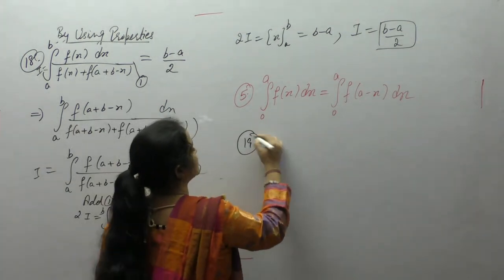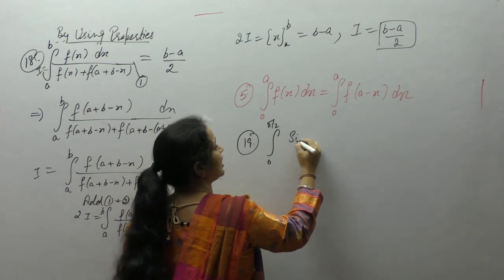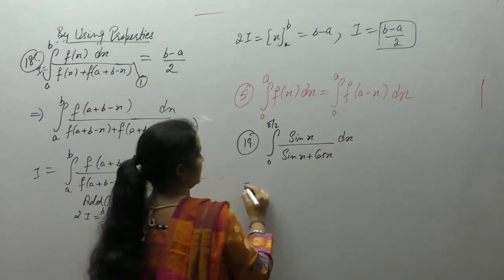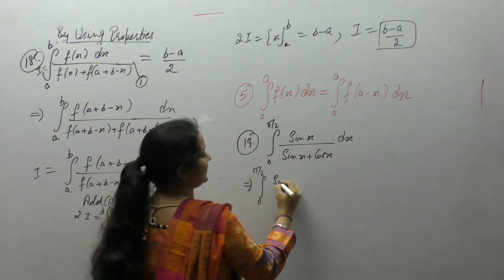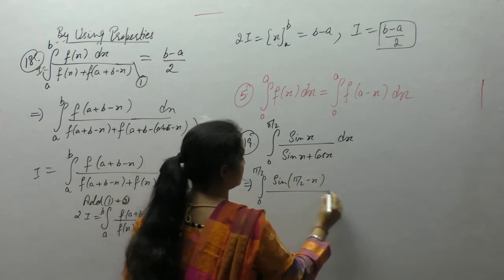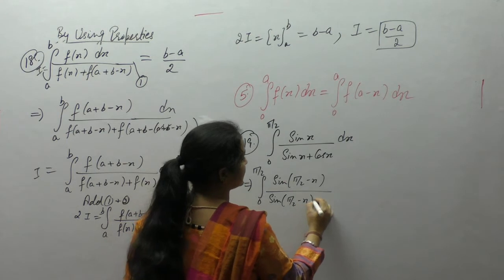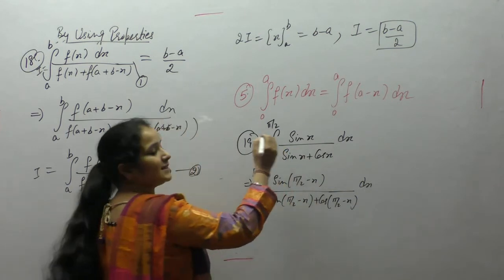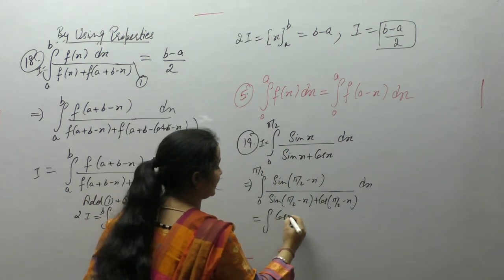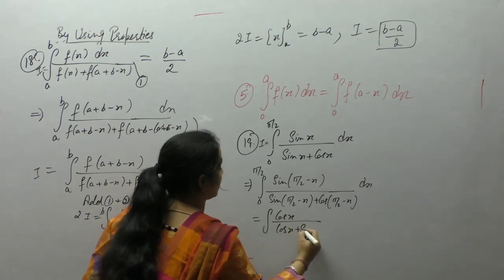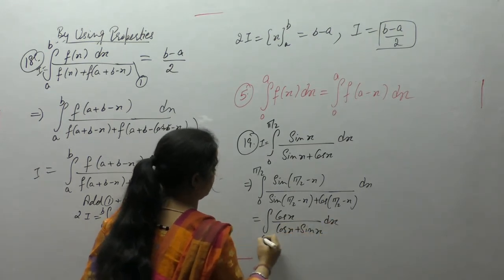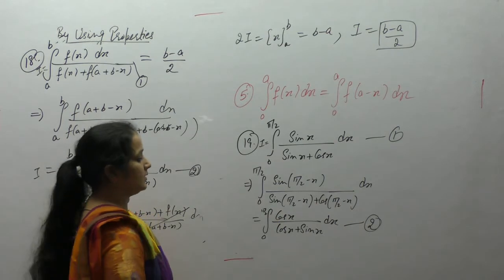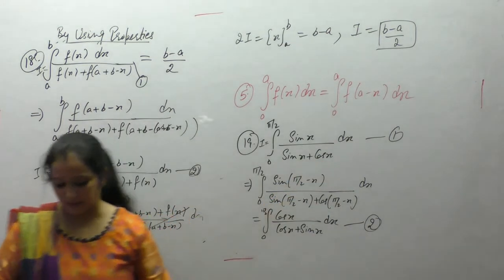Zero to pi by 2, integral of sin x upon sin x plus cos of x. Use this property, sin pi by 2 minus x upon sin pi by 2 minus x plus cos pi by 2 minus x. Sin 90 minus theta is cos. So integral of cos x upon, and cos 90 minus theta is sin. Let it be 1 and this equation as second. Denominators are same. Add 1 and 2.